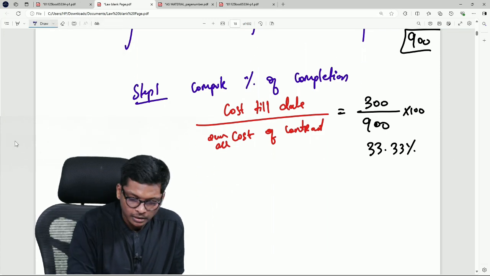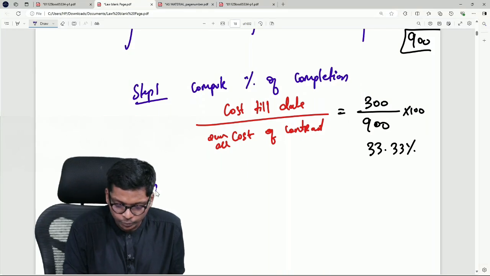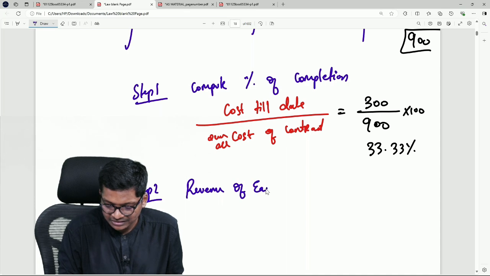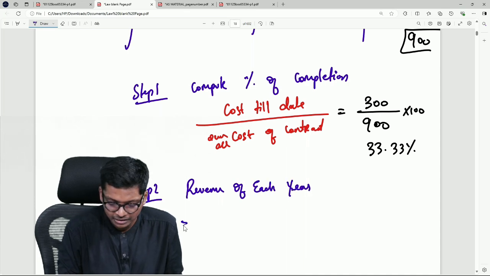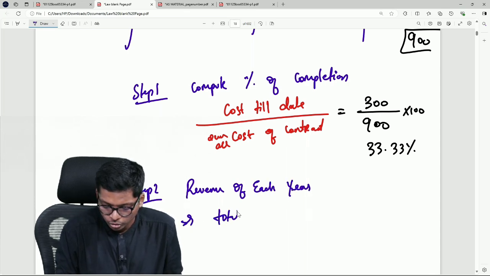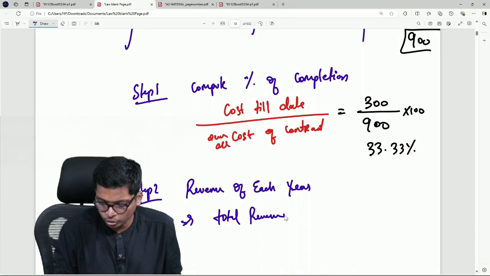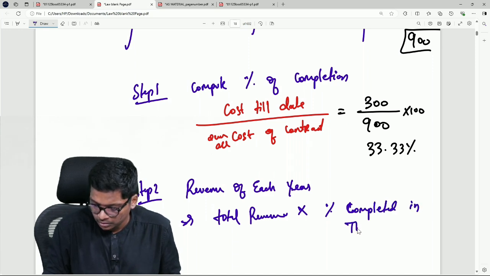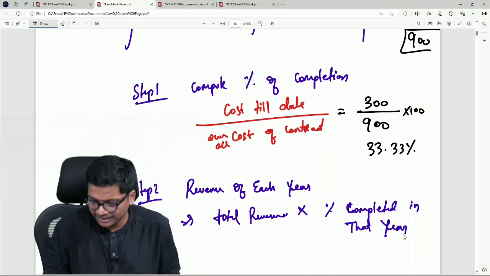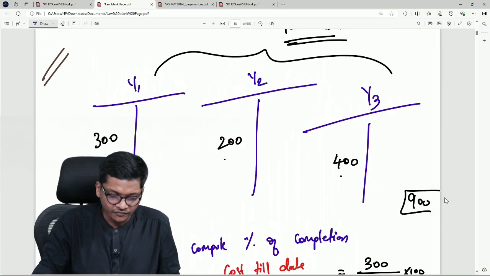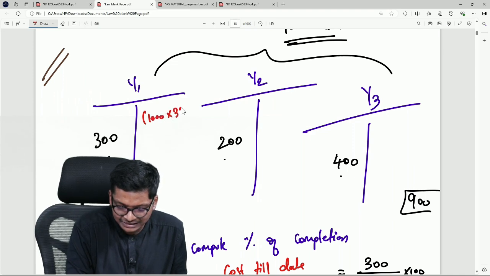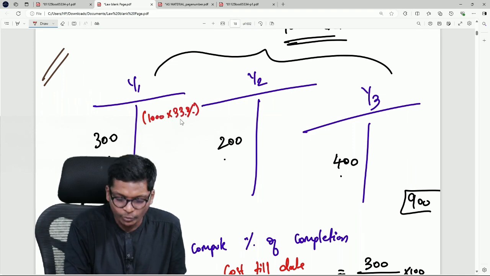So what they are saying in step 2, revenue of each year is equal to total revenue into percentage completed in that year. So here in the first year, out of 1000, 33% is completed, 33.33.